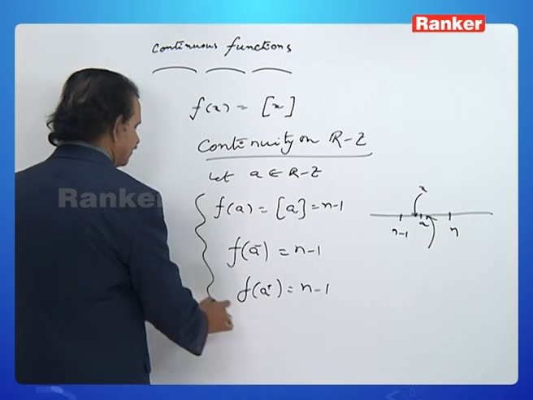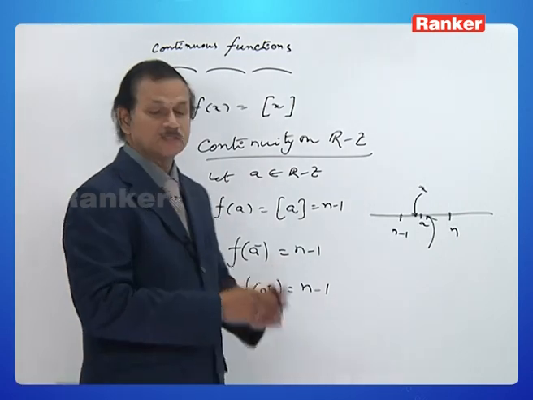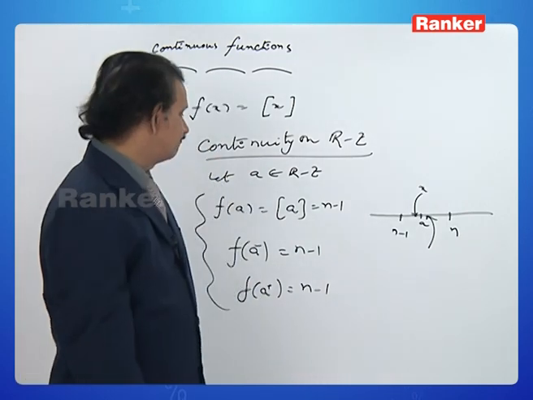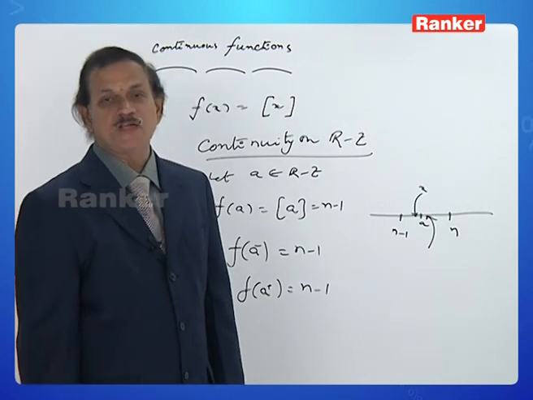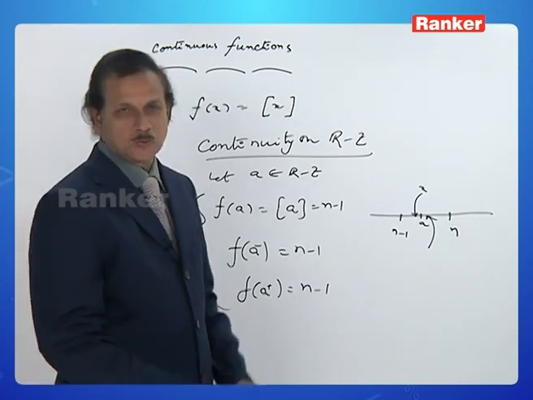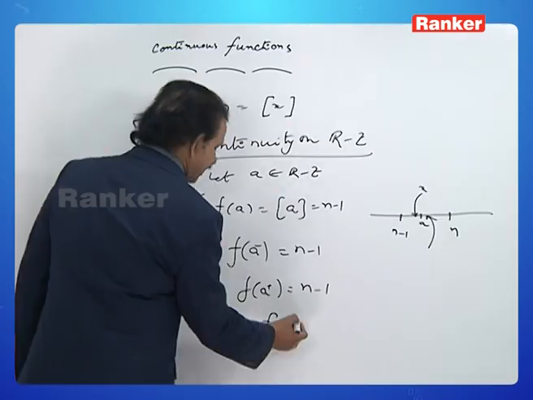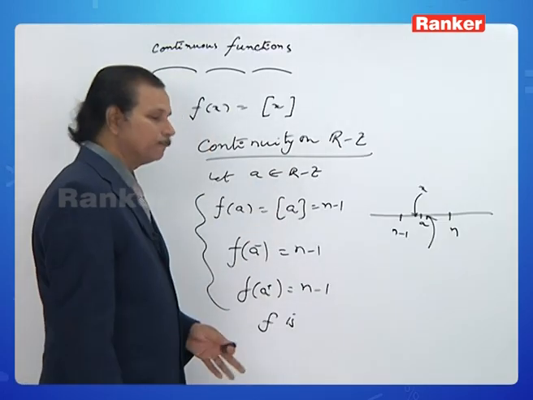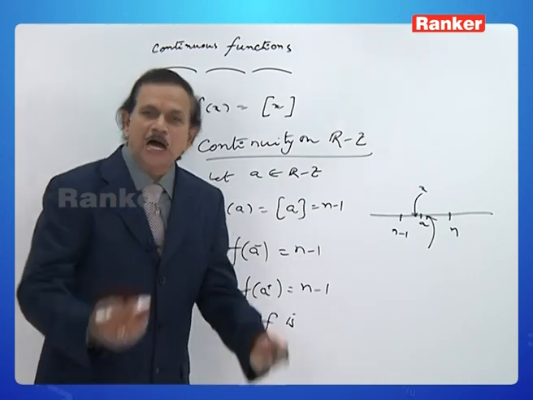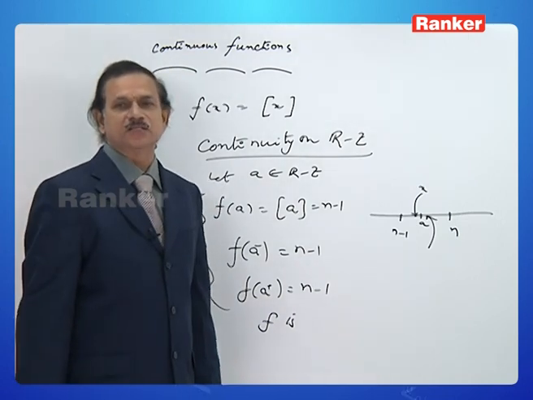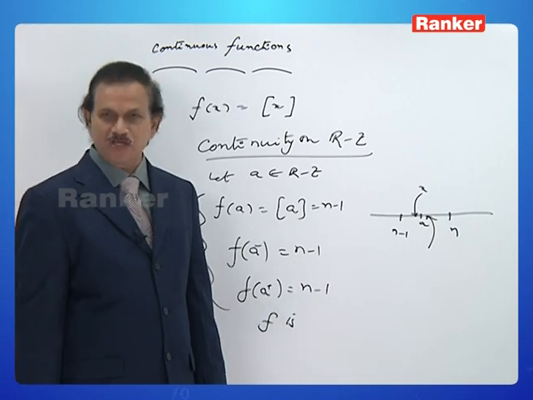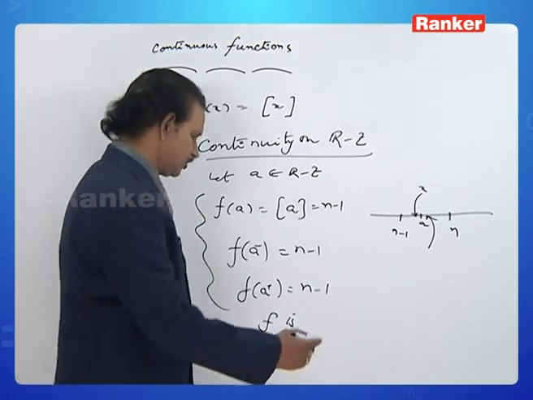You observe these three things. f of A from left and f of A from right are becoming equal. Therefore, what can you say? f is continuous at x is equal to A. And for all A belonging to R minus Z, it is continuous. So, f is continuous on R minus Z.